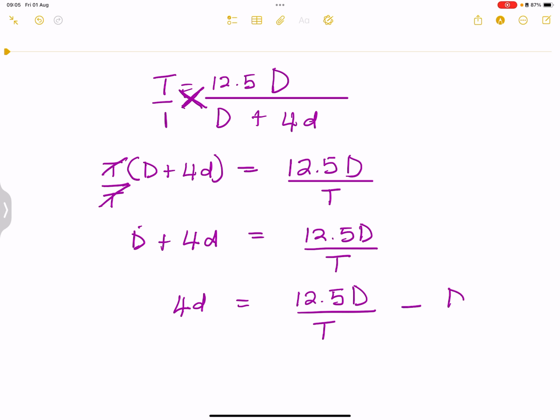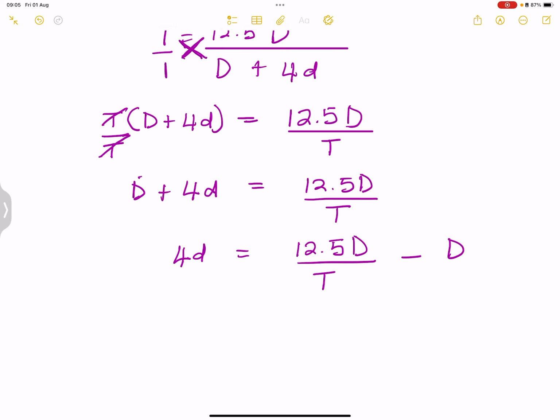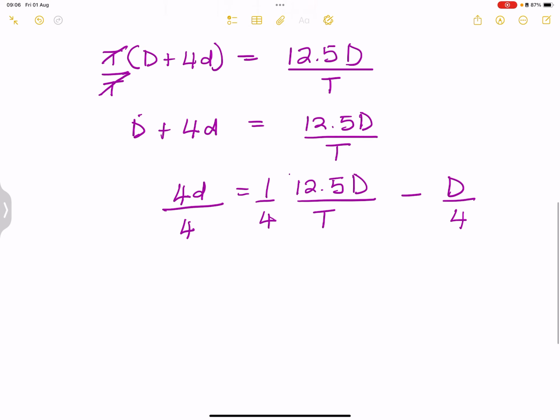Okay, and so what do we need to do? We need to divide both sides by 4. Remember what I do on the left, I will do on the right. I can say divide by 4, or you can say multiply by 1 over 4. So I will divide this by 4, and I will also divide this by 4. So what does that give us?